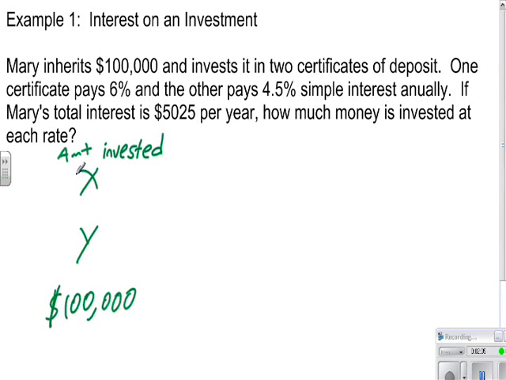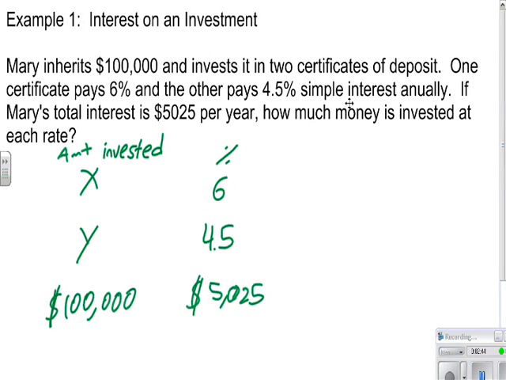One certificate pays 6%, so we can put percent with each of these. This is 6%, and the other one pays 4.5%. And then it tells us total interest. So if our total money invested is $100,000, our total interest that we make is $5,025. That's all the information from the problem.